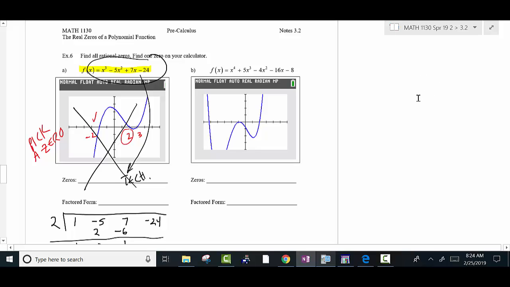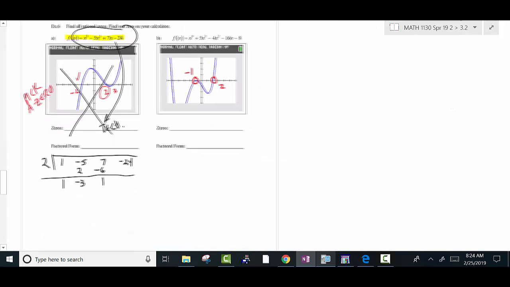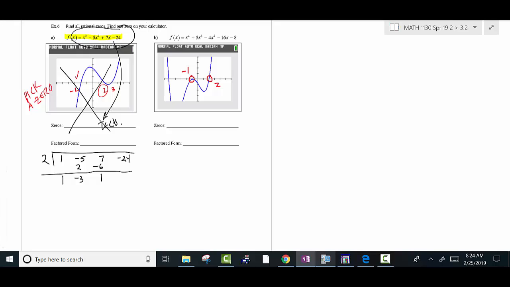Hopefully this one's okay. I went ahead and did the graph. It looks to me like you have a 0 at 2, and a 0 at -1. Now this is a 4th power, so you have to do something a little bit different. Let me see if I got this one typed out correctly. I hope so. Okay, let's start with the 2, since that looks like it's a 0.